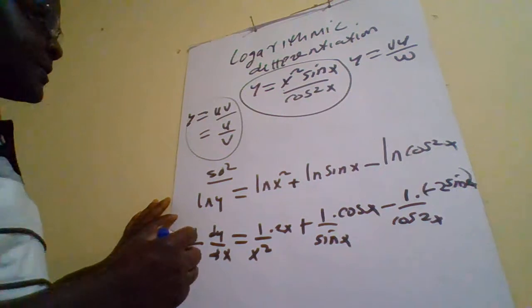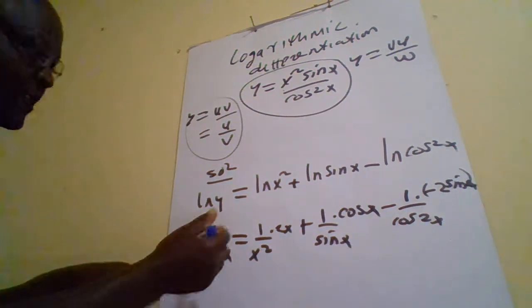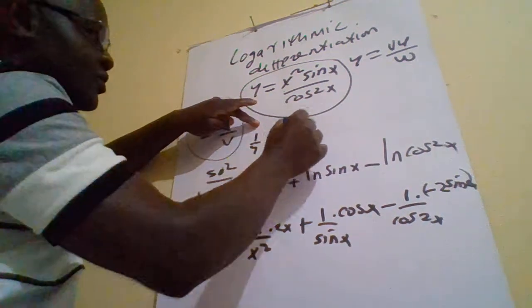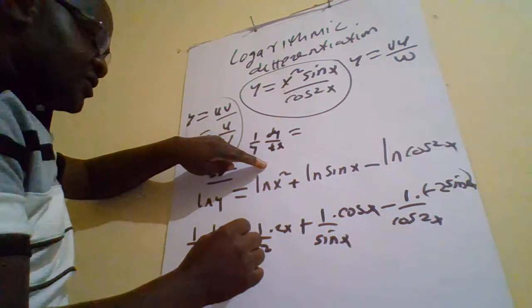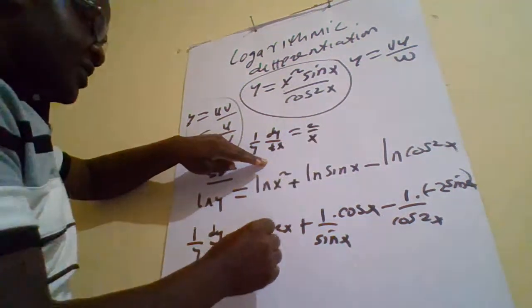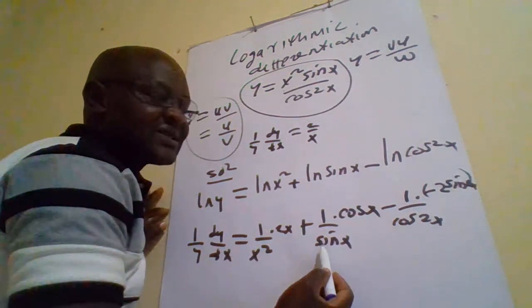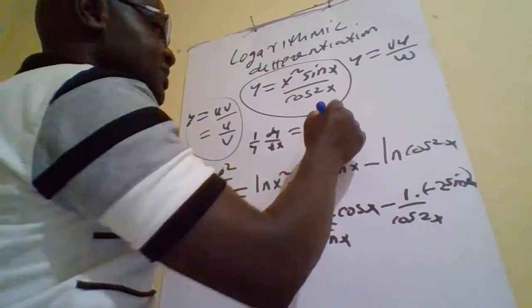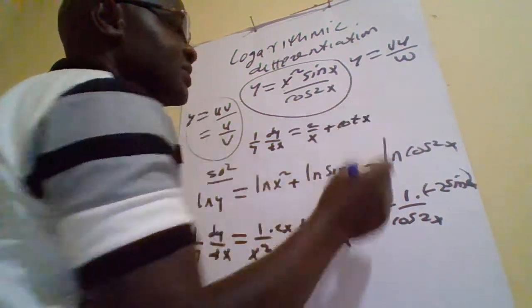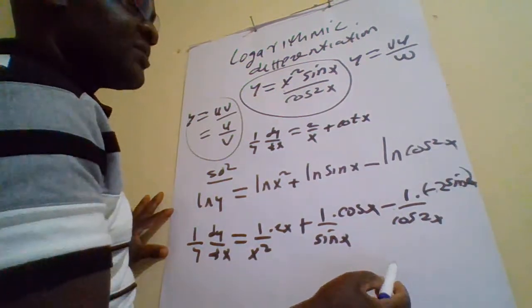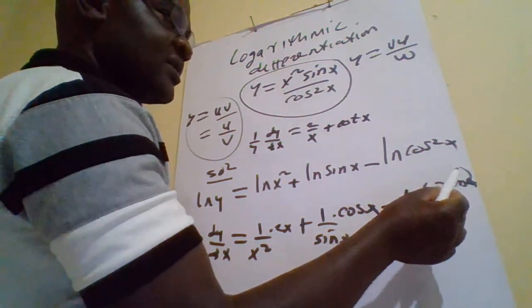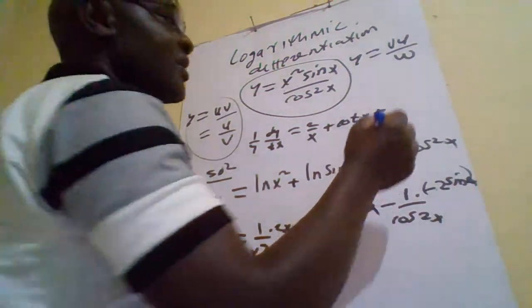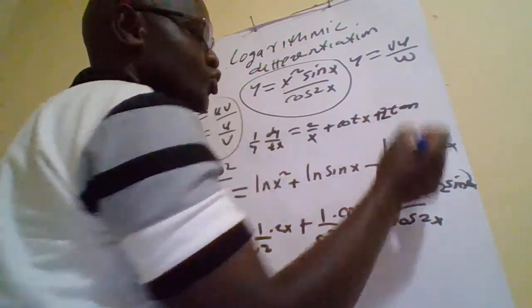So this equation becomes, let me write up here, 1 all over y dy dx equals 2. This x and this x will cancel, so that we remain with 2 over x. Then cos x over sine x. Cos x over sine x is the same as cot x, so it will be plus cot x. Then this minus and minus make plus, sine 2x over cos 2x, sine over cosine is tan, so here we have plus 2 tan 2x.